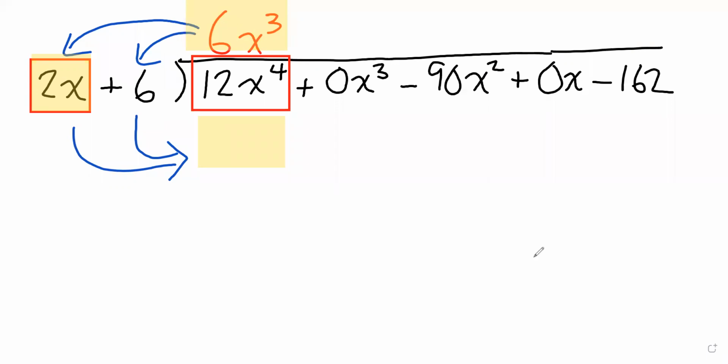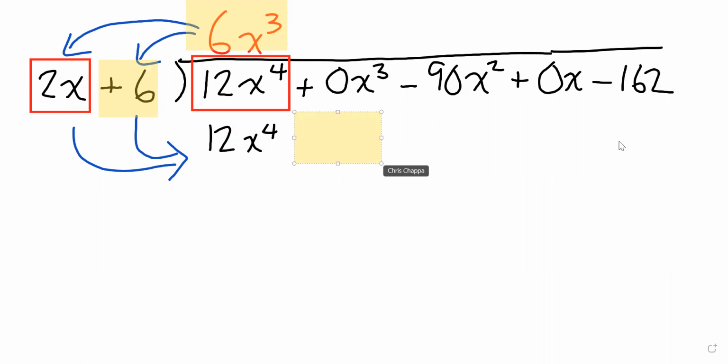6 times 2 is 12. X to the third times x is x to the fourth. Okay, and now we're going to multiply the 6x to the third times the positive 6, and we're going to put that answer right here.